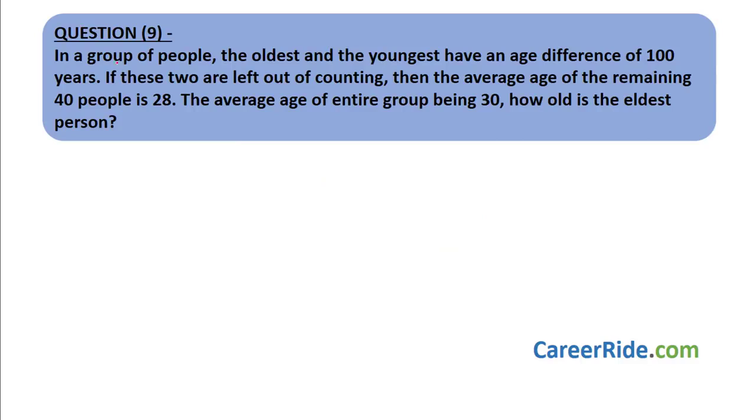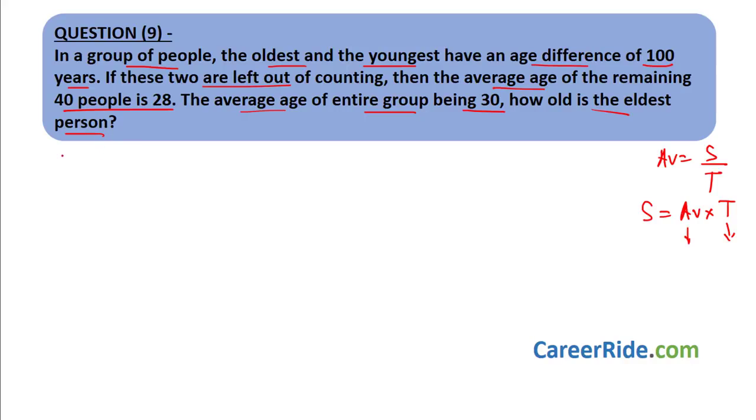Question number 9. In a group of people, the oldest and the youngest have an age difference of 100 years. If these two are left out of counting, then the average age of the remaining 40 people is 28. The average age of entire group being 30, how old is the eldest person? Now here we know average is sum upon total, and total sum is nothing but average into total, right? So sum of ages of all the people is nothing but average age of the group multiplied by total number of people in the group.